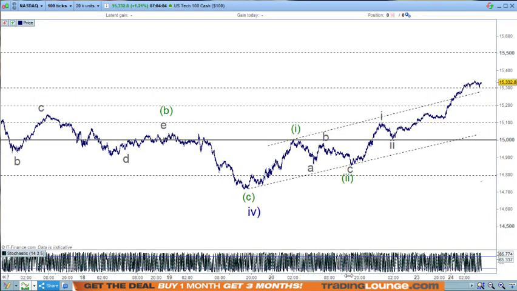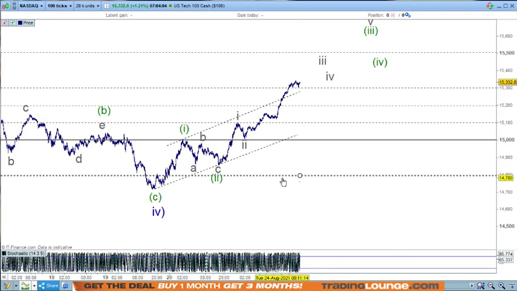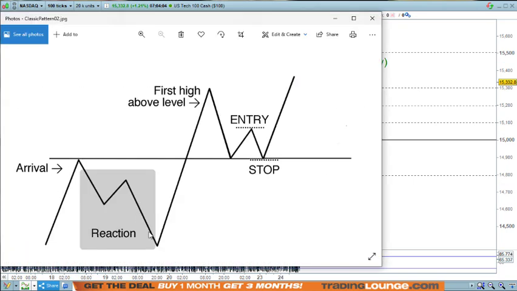Okay, so this is where we were yesterday. I think I might have changed that from green to this one, but we're certainly on our way here. And this pattern here is quite interesting, isn't it? It had the arrival, the reaction, the first high above the level, and squared off here. So it's always important. I know it's hindsight, but there's lessons to be had if they're repeated enough. It's all about the first high above the level, and you draw a line across there, and that's your entry. You can get a better entry here, and if it drops below here, then you can get a better entry when it comes back here.